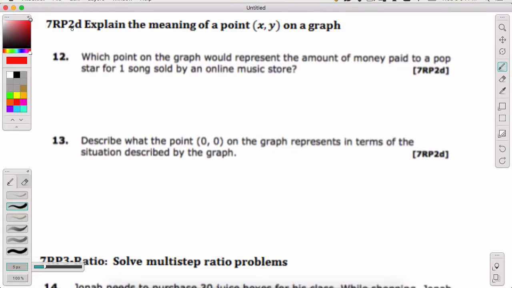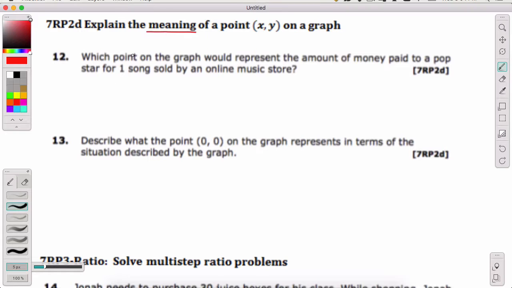This is 7RP2D. Explain the meaning of a point, x, y, on a graph. Okay, this is important. The meaning. This means I actually need to understand what the graph is telling me. I need to look at the labels on the graph.